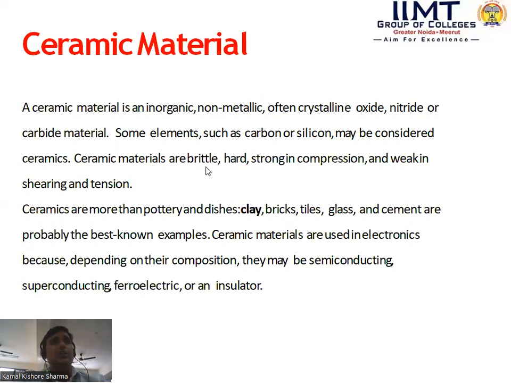Some elements such as carbon and silicon may be considered ceramic. Ceramic materials are brittle, hard, strong in compression, and weak in shearing and tension. Ceramics are more than pottery and dishes: clay, brick, glass, cement. Probably the best known example. Ceramic materials are used in electronics because, depending on their composition, they may be semiconducting, superconducting, ferroelectric, or an insulator.